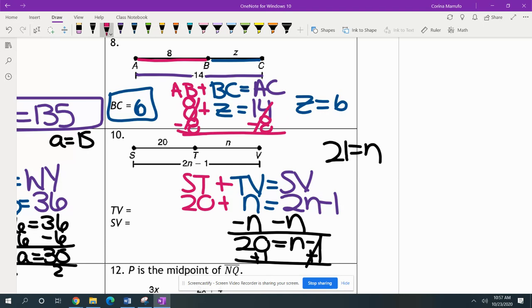So now that we found out what N is, we're going to go ahead and plug it in. We already know from S to T is 20. When we plug it in from T to B, we know it's 21 because N equals 21. So T to B is 21. And then when we plug it in here, 2 times 21 minus 1, so 2 times 21 is 42, minus 1 is 41.